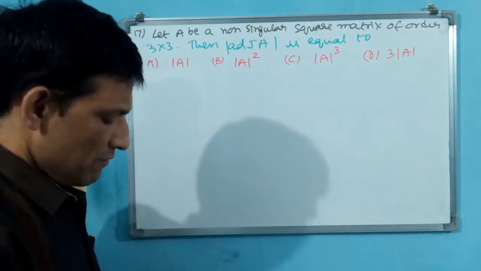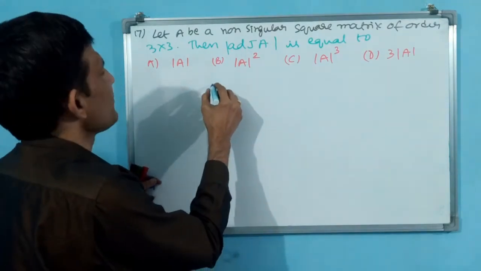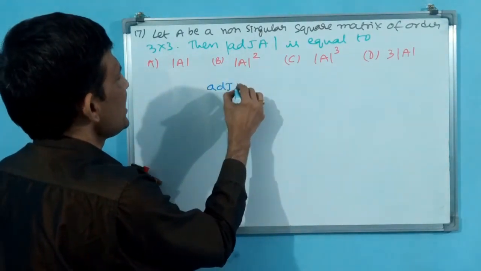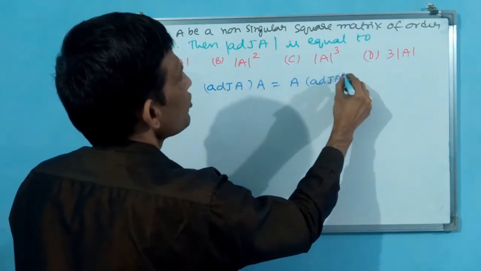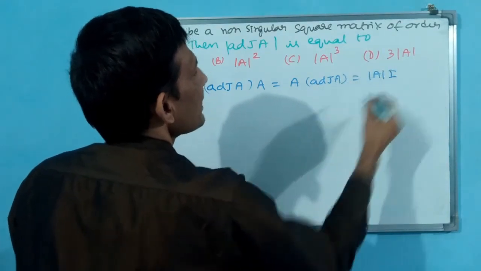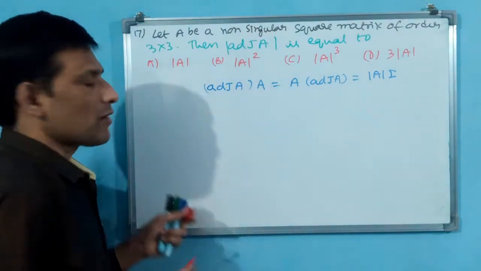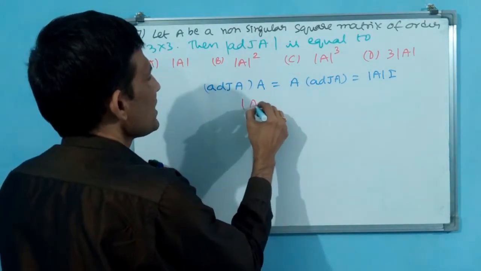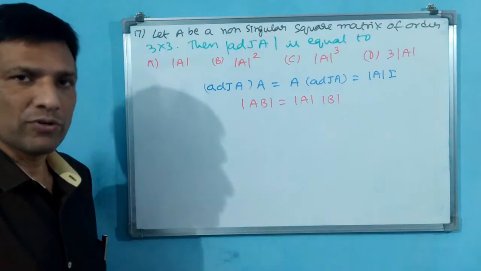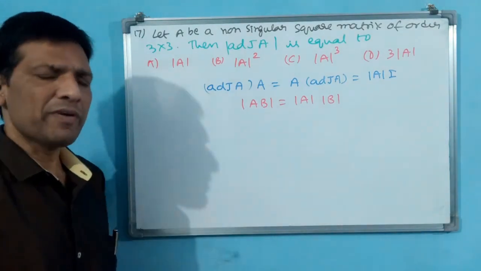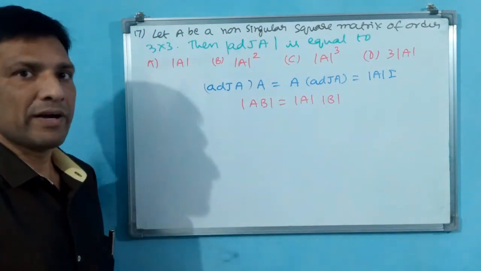Okay. You see, one formula we know. What is that formula or statement or proof? See, adjoint A into A is equal to A into adjoint A, that is equal to determinant A into I. This formula we know very well. Another formula we know: determinant AB is equal to determinant A into determinant B. These two formulae we know already. These two statements we have already verified in earlier classes.